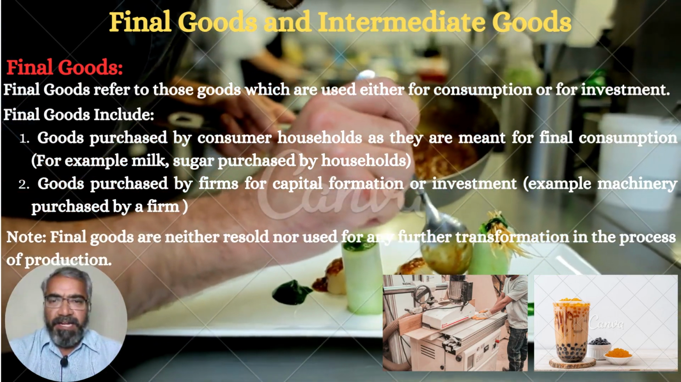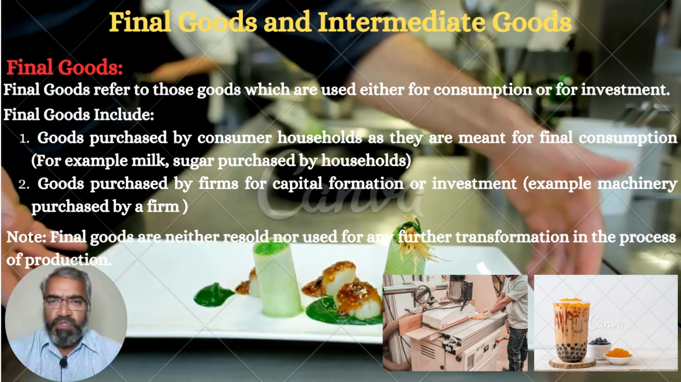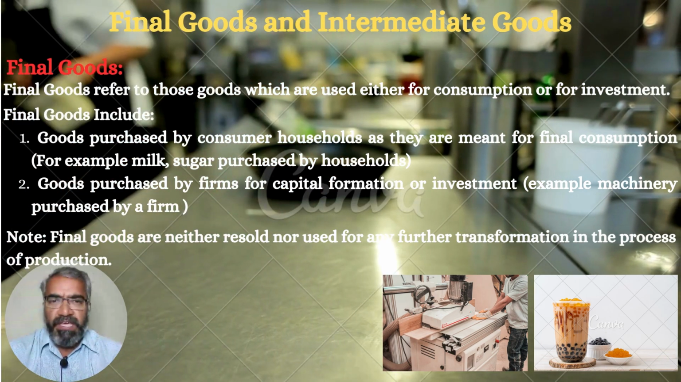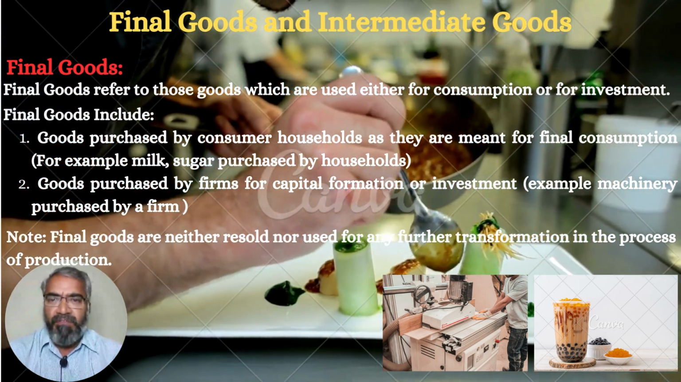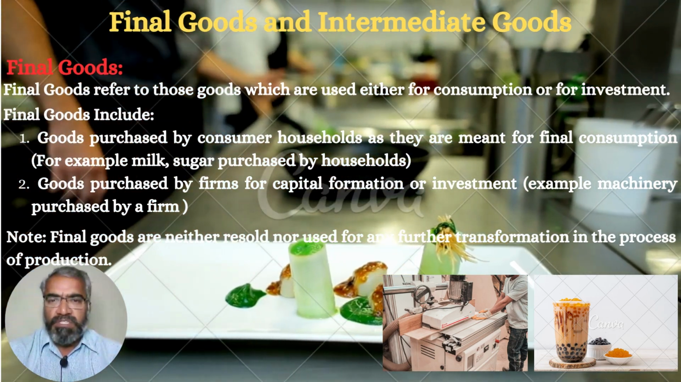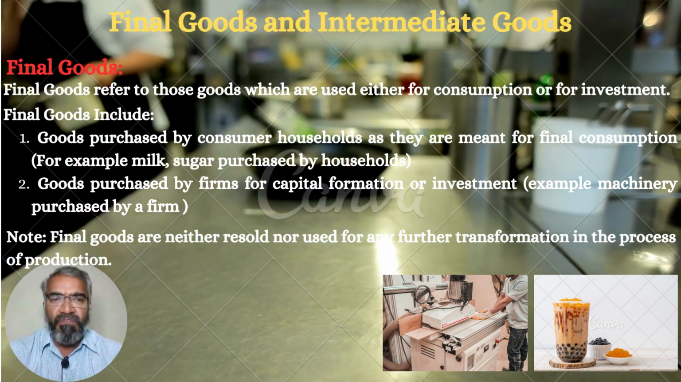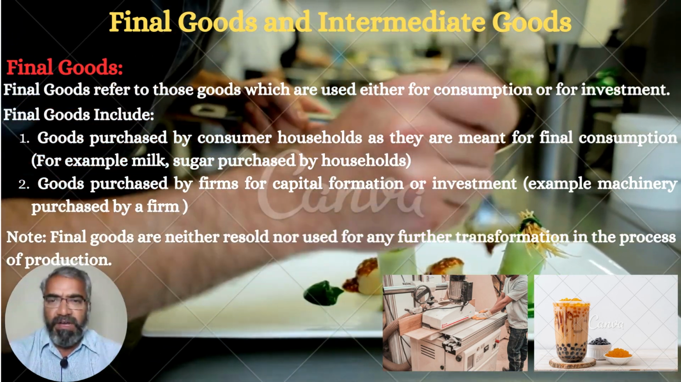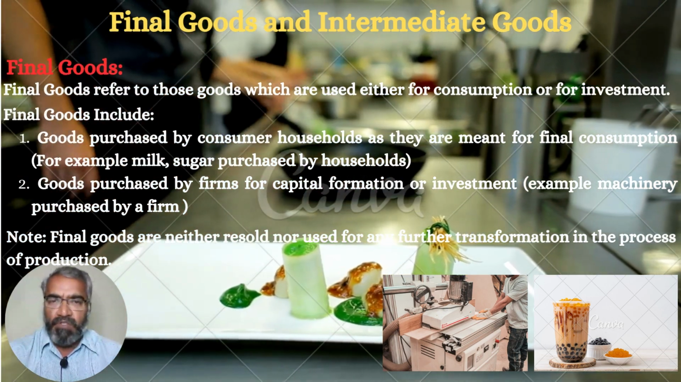Final goods and intermediate goods. Final goods refer to those goods which are used either for consumption or for investment. Final goods include goods purchased by consumer households as they are meant for final consumption. For example, milk, sugar purchased by households.